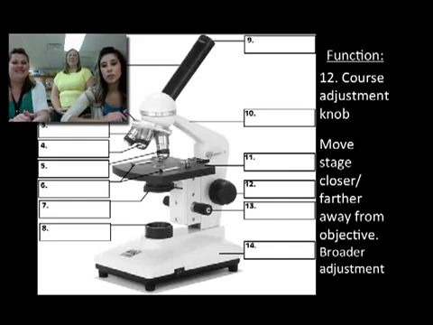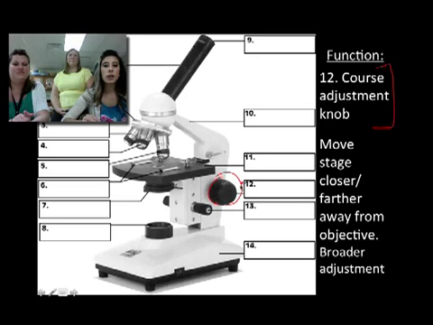All right, number 12, and you can see it put up right here because we ran out of space. It is called the coarse adjustment knob. This particular knob right here will help you move the stage basically up and down. If you want to get something in focus, you can use this, and it's used for broader adjustments. So this is what you'll typically use at your scanning objective, that first objective.